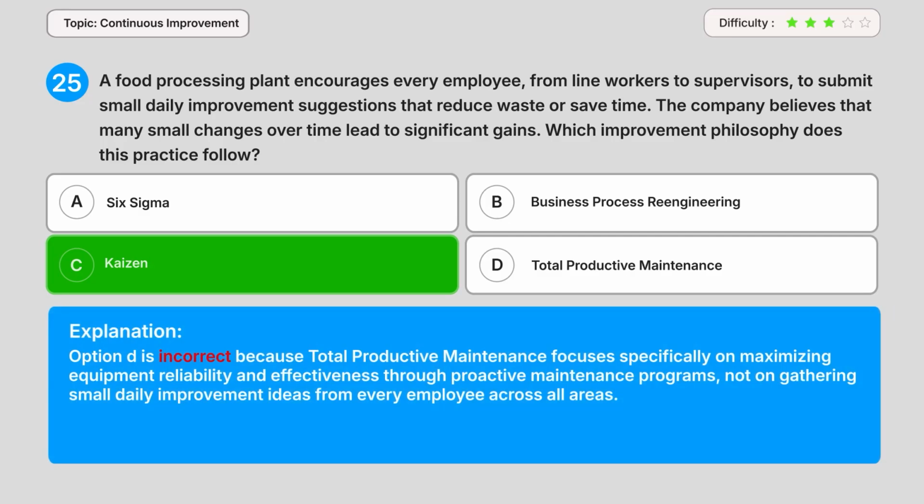Option D is incorrect because total productive maintenance focuses specifically on maximizing equipment reliability and effectiveness through proactive maintenance programs, not on gathering small daily improvement ideas from every employee across all areas.